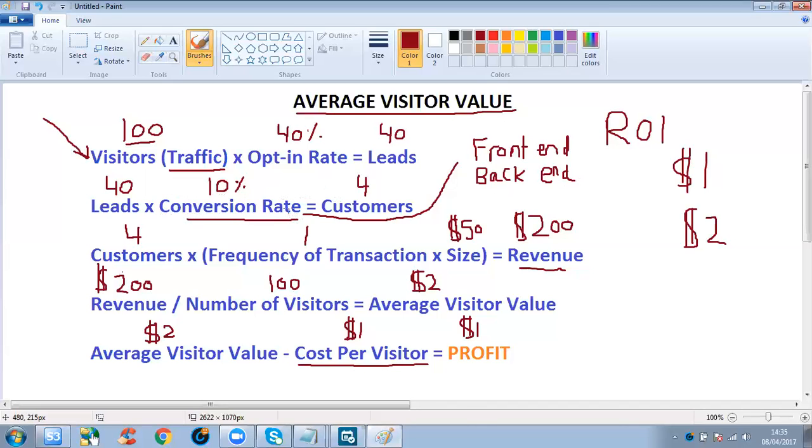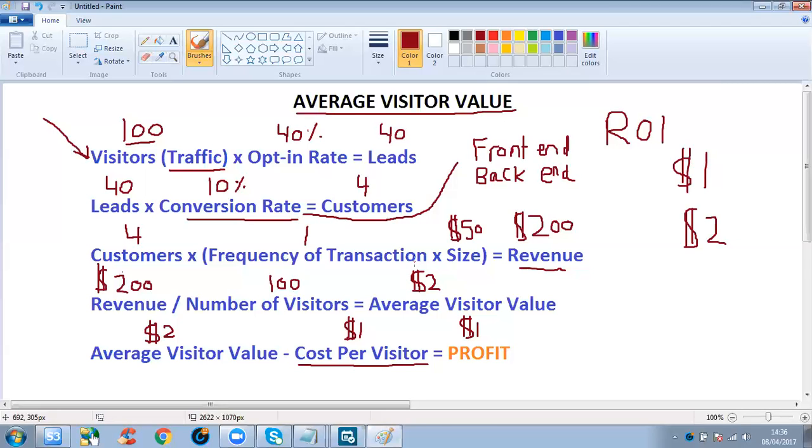So you can either do this by improving your funnel, or you can do this by improving your follow-up. Either way, it's going to lead to an increase in conversion rates. Now, when you've got your customers, you can improve your visitor value by increasing the frequency of transactions. So this basically means that you can implement a continuity program.